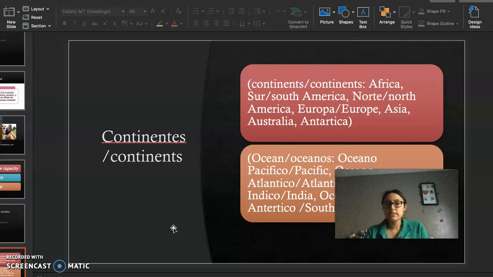Here we have the continents. And so we know that we have Africa, South America, North America, Europe, Asia, Australia, Antarctica.